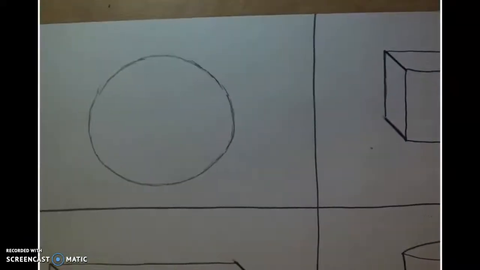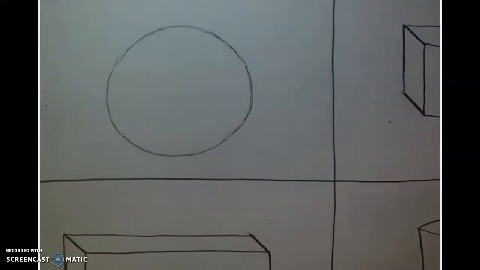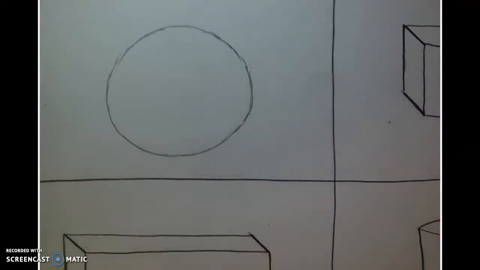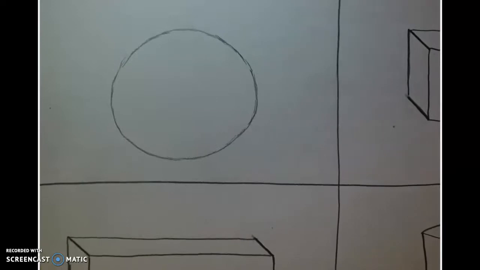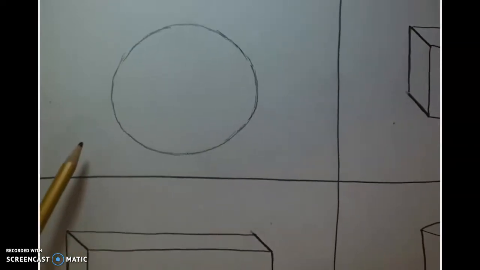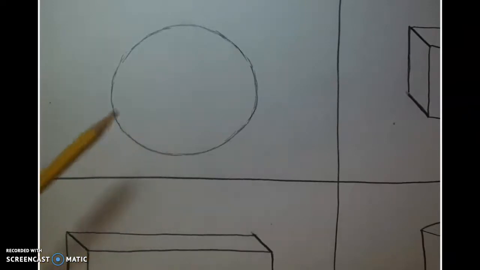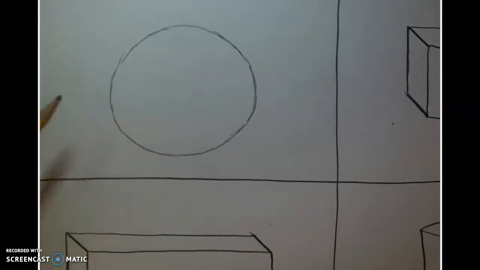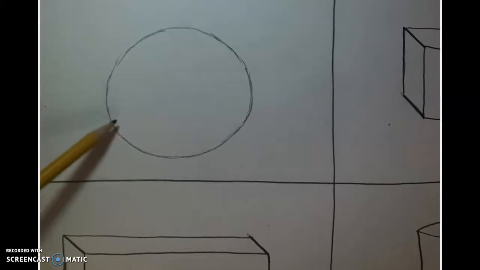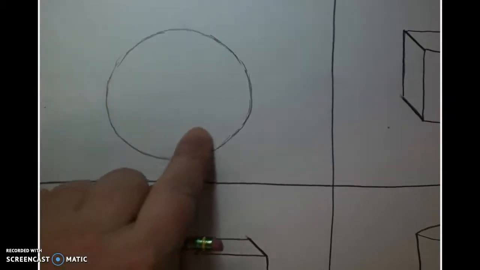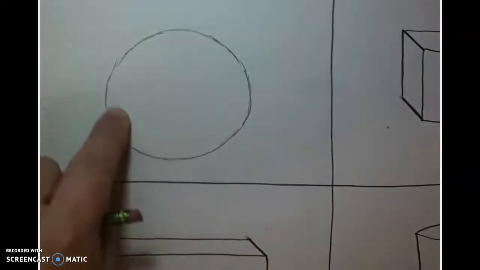Flip your paper over. Let's start at the sphere. The sphere is one of the trickier shapes to make 3D. It is a challenge. So just do your best. That's all that matters. We're going to add the shading in a C shape.